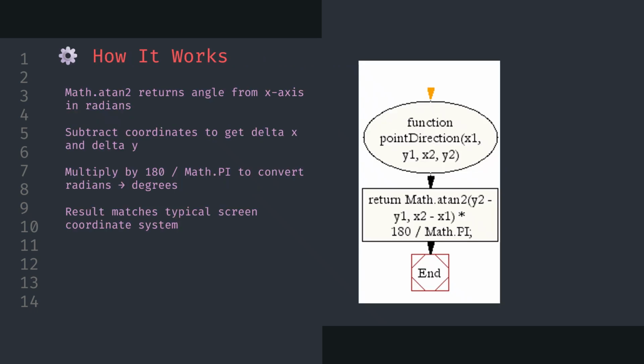First, we get the difference between 2 points on the x and y axes. Then, we feed those into Math.atan2, which gives us the angle. We convert from radians to degrees to get a more intuitive value. This works perfectly with screen coordinates where y grows downward.